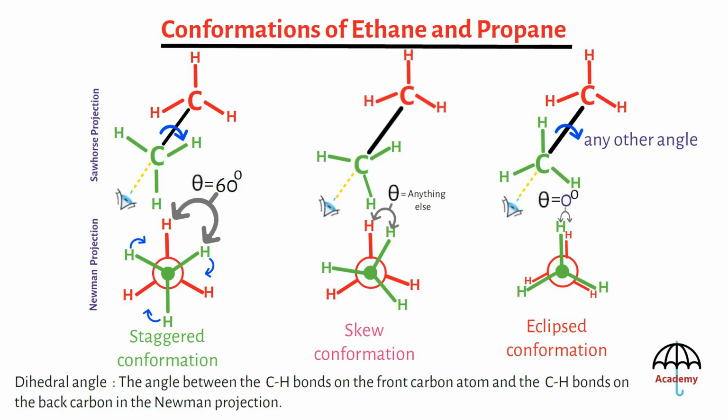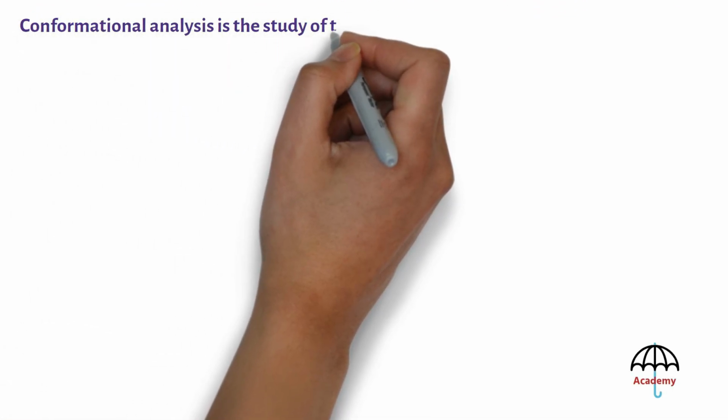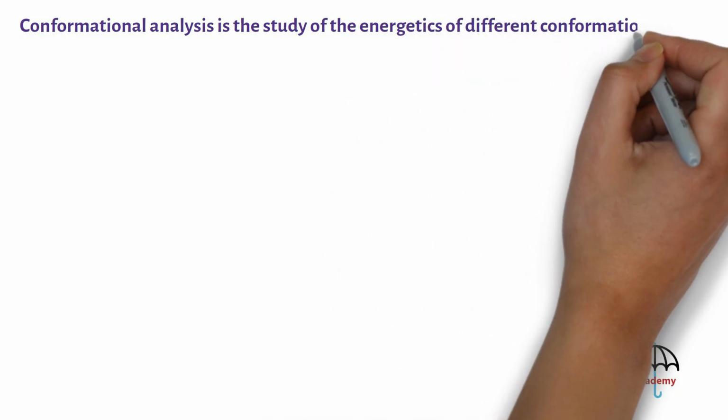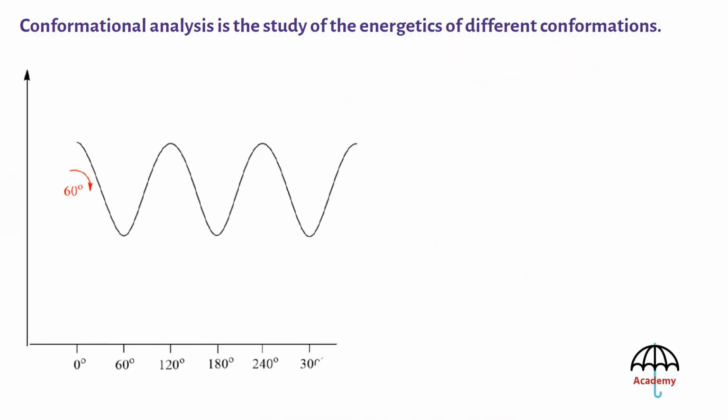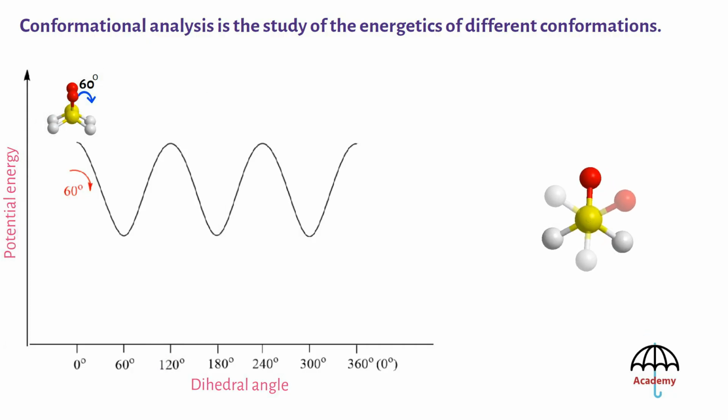This can be studied by conformational analysis of ethane. Conformational analysis is the study of the energetics of different conformations. If we plot potential energy of various conformations versus the dihedral angle, the graph looks like this. With dihedral angle 0, the conformation looks like this, with hydrogens on front and back carbons eclipsing. Two eclipsed hydrogens are shown in red color so that we can monitor the rotation in the molecule. Rotate the front carbon by 60 degrees clockwise. We get this conformation, where hydrogens on front carbon are staggered halfway between the hydrogens on back carbon.